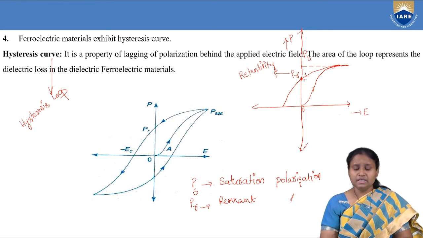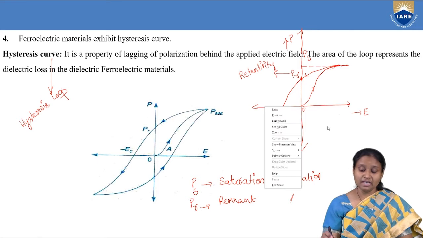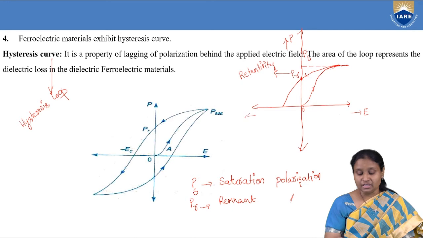Okay, so here we are at this point where there is some polarization retained by the ferroelectric material even when the electric field is reduced to zero. That polarization is called remnant polarization. Now when your electric field is zero, at this point I started applying an electric field in the negative direction, or in the opposite direction.